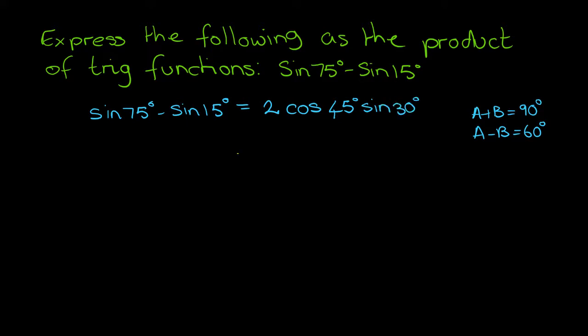Now they didn't ask for this, but if they did, then we could evaluate it. So that would be 2 times 1 over the square root of 2 times a half, and if we tidy that up we get just 1 over the square root of 2.